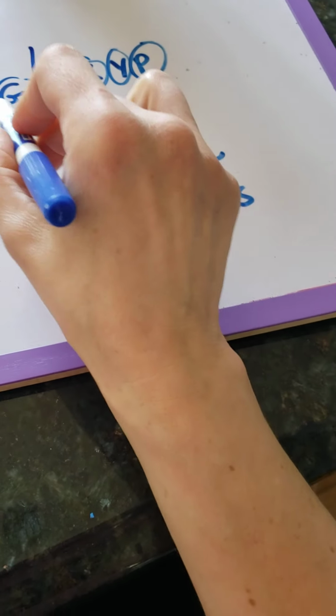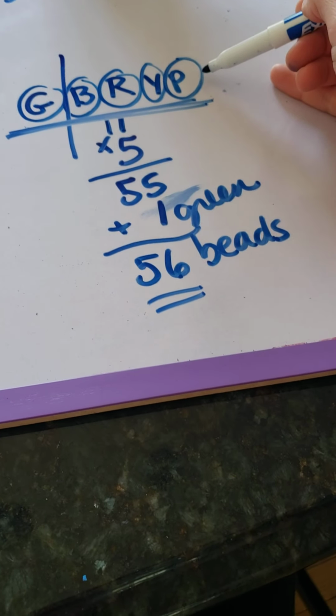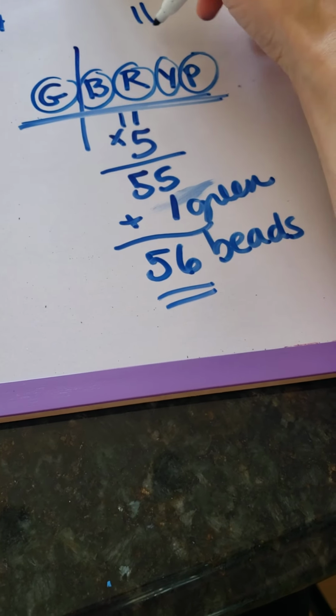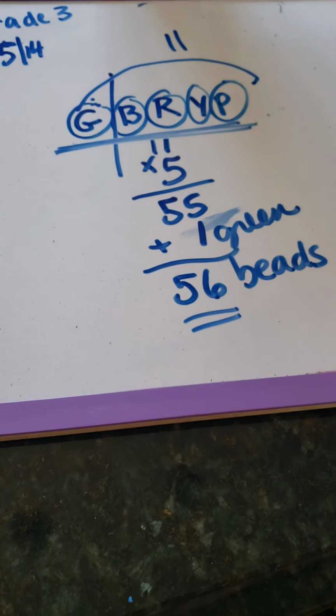beads altogether. Okay, so if she used all of these in the last sequence, her last bead would have been purple. But because it said the last bead is green, that's how I know she used 11 of this pattern and then 1 extra green bead.